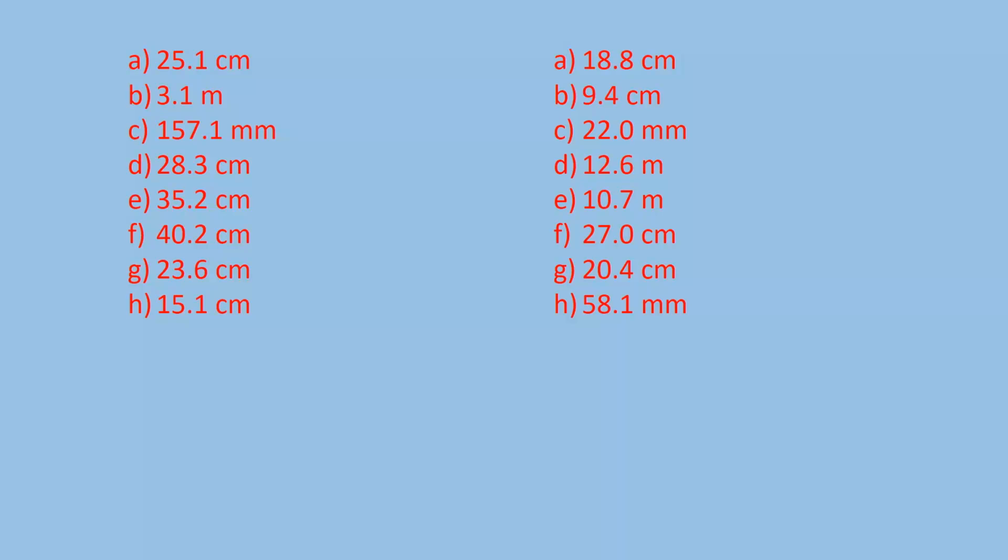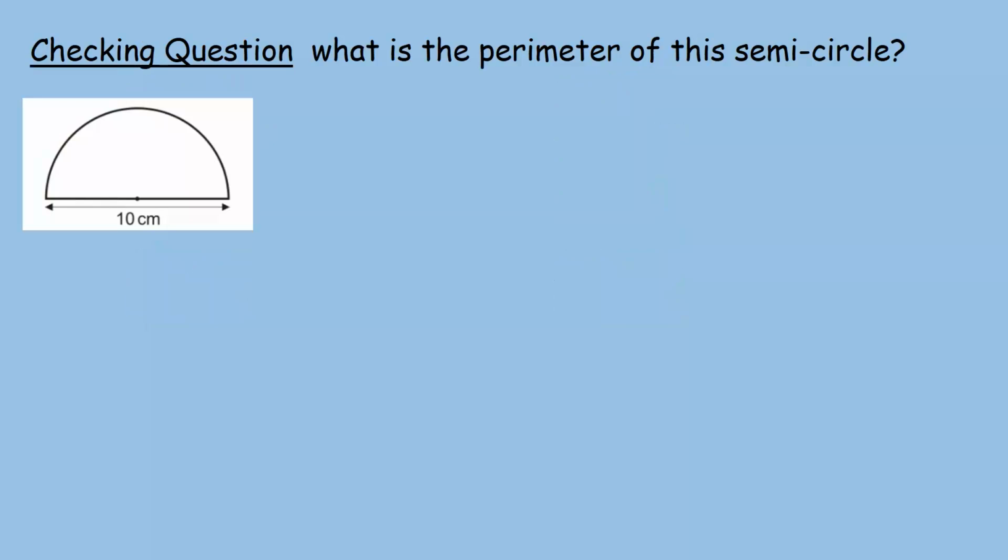Welcome back. Let's now have a look at our checking question. So the perimeter, so that's the distance around the outside of this shape, this semicircle. So obviously this part here, all the way here, would be half of the circumference of the whole circle. And then we need to add in that diameter there. Okay, so our first job is finding what the circumference would be.